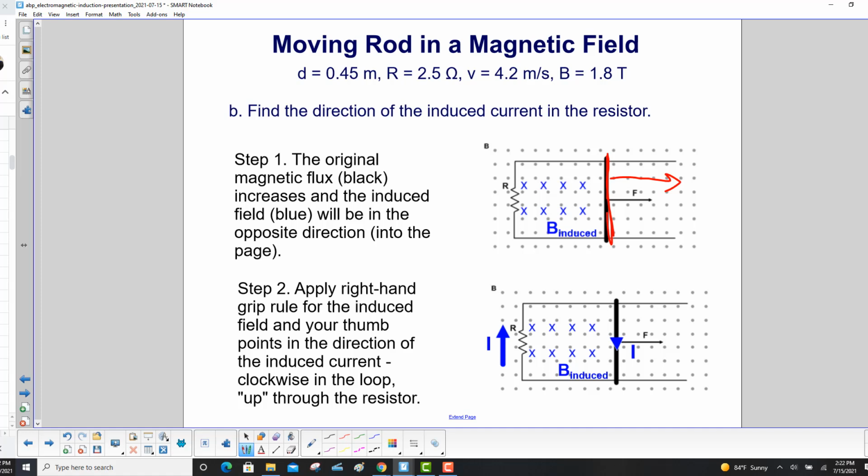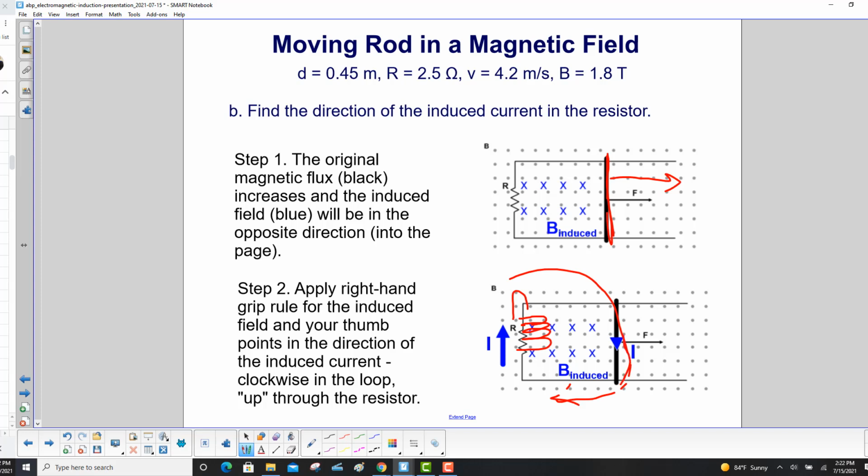Step 2, apply the right-hand grip rule for the induced field. So look at the left side of this where the resistor is. Curl your 4 fingers around the wire of the right hand into the page for the induced magnetic field. Your thumb should be pointing up, so that tells you the current is in the clockwise direction.